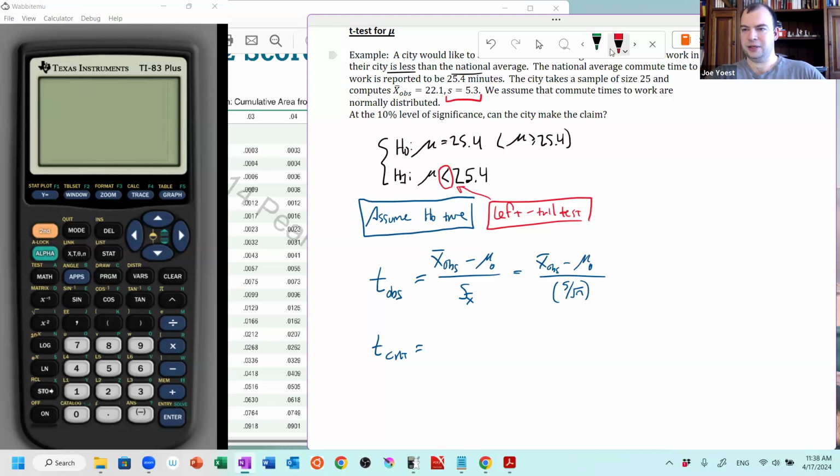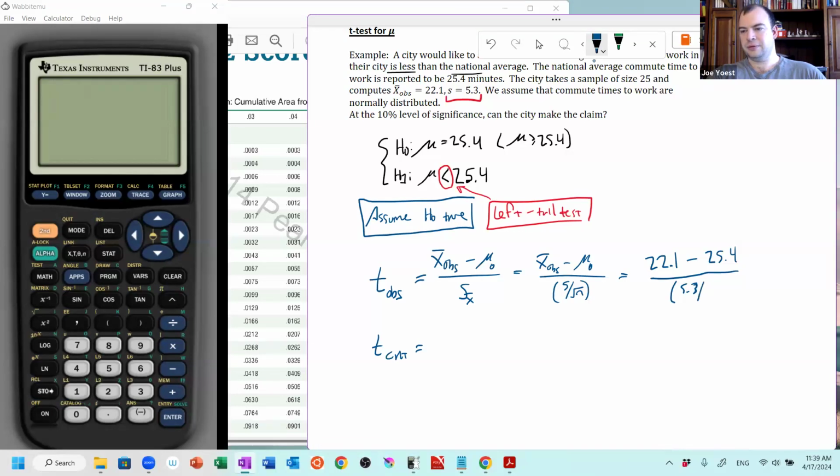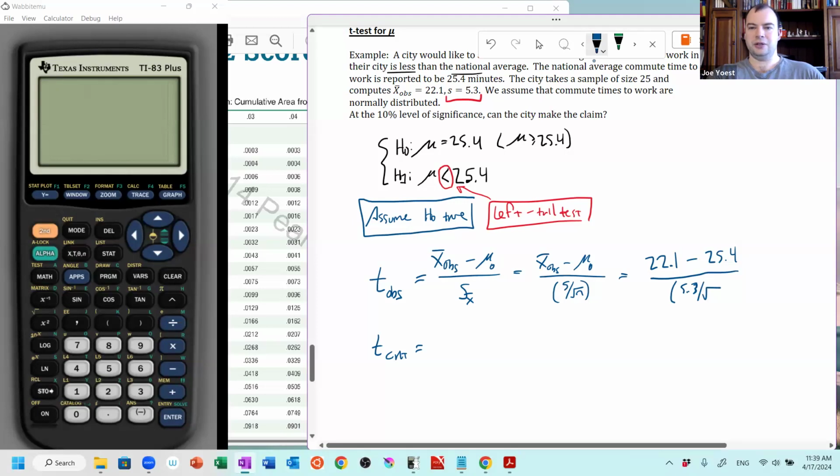Okay, let's do our calculations. Well, t observed isn't bad. That's just plugging in numbers. X bar observed is 22.1 minus the null hypothesized value of mu, which is 25.4, divided by s, which is 5.3, over root n, where n is the sample size, 25.